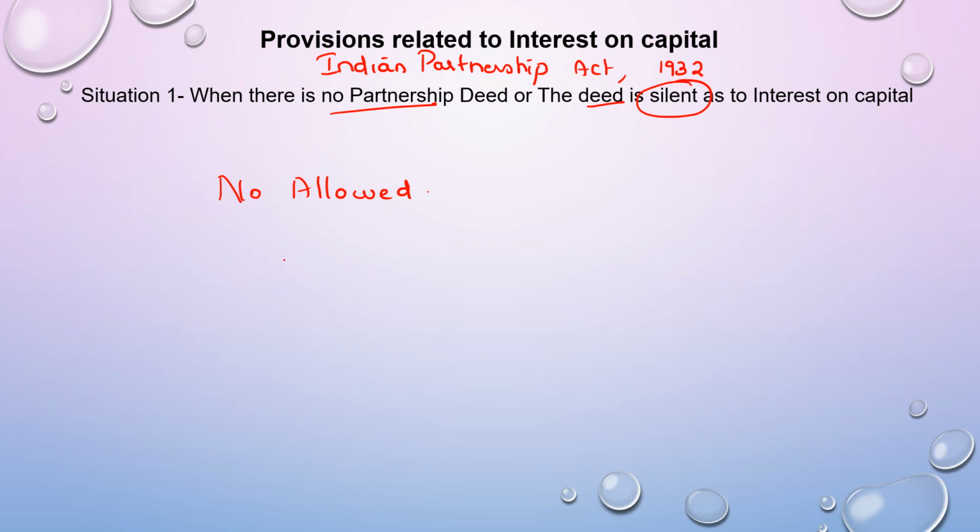If a person has contributed more capital, he cannot come and claim that, I have contributed more capital, so I need to get interest on capital. No, because they have not agreed or there is nothing specified in the deed. Therefore, in this situation, no interest on capital would be allowed to the partner.